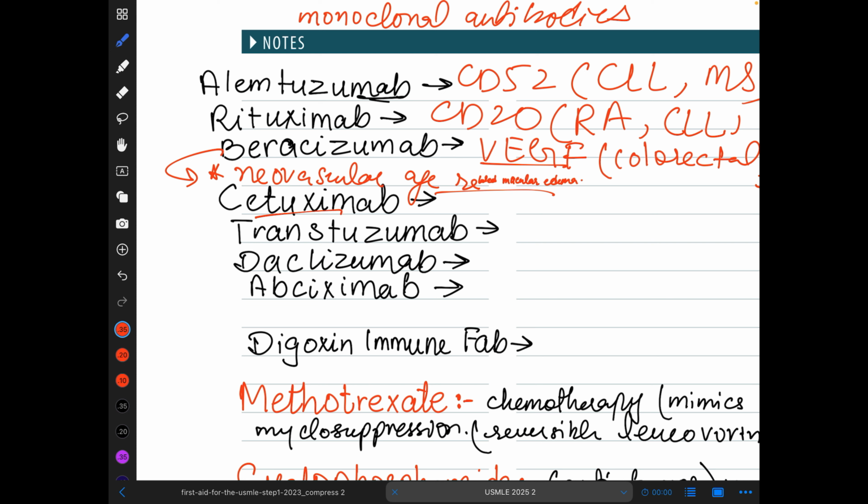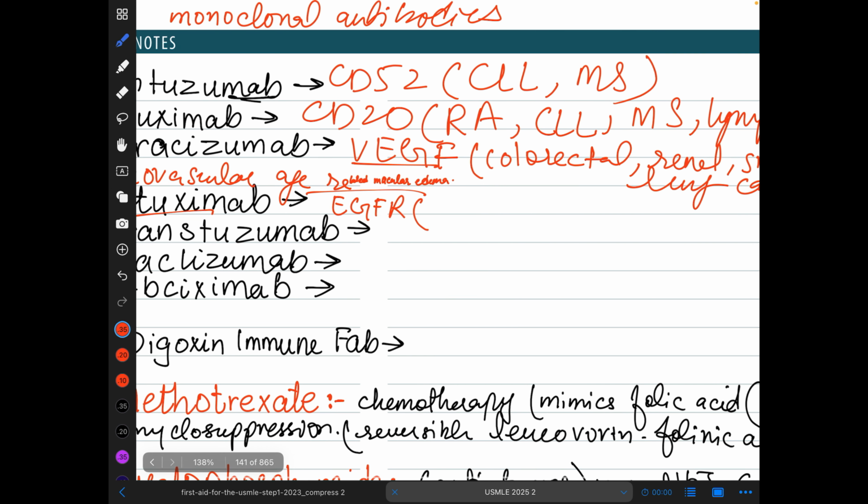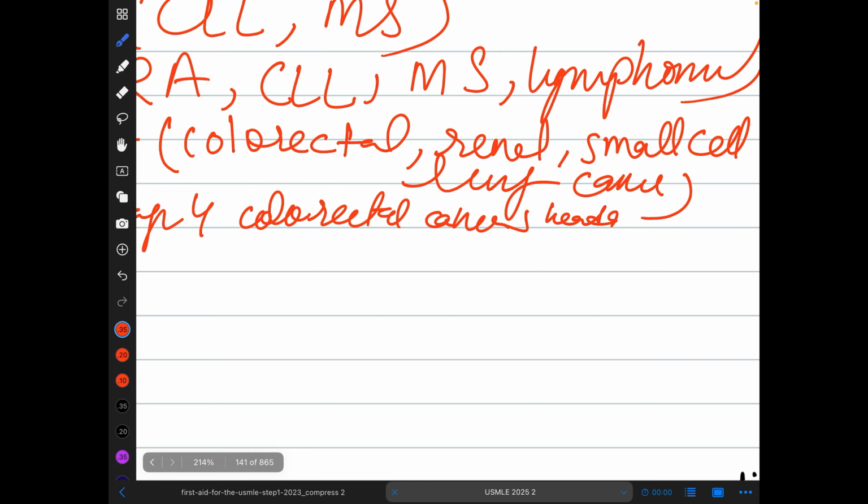We have the cytokine, in which there is the EGFR, that is given for stage 4 colorectal cancers, and they also give it for head and neck cancers.